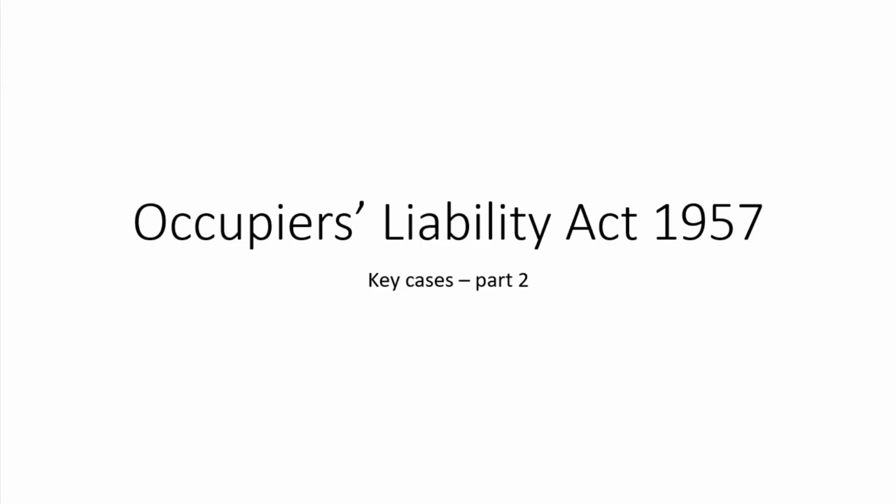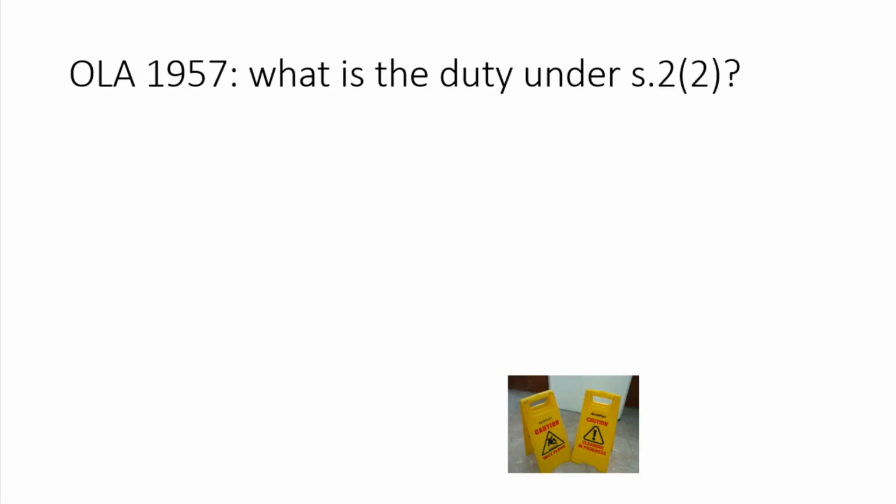Hello and welcome to the second video on the Occupiers' Liability Act 1957. We saw in the first video that for there to be a duty, you simply need an occupier, a lawful visitor, premises, and damage caused by the state of the premises. So once you have a duty, what is the duty?